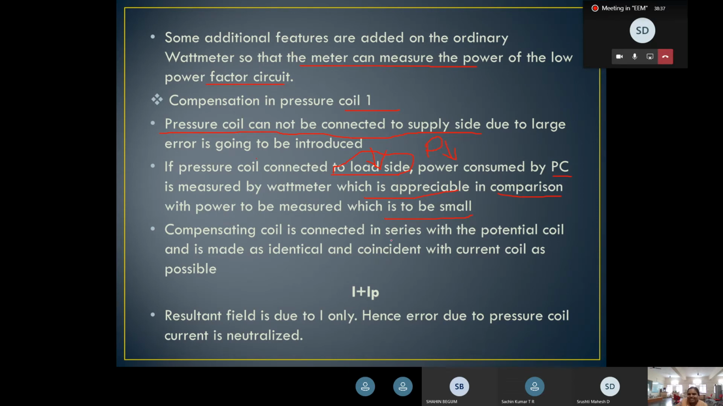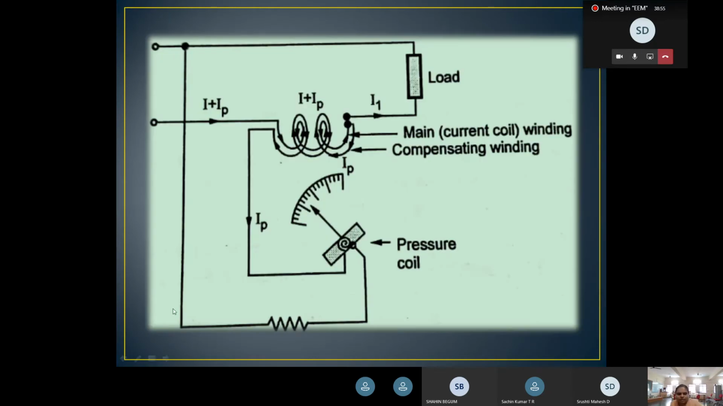Then the compensating coil is connected in series with the potential coil, or the pressure coil. Potential coil and pressure coil are both the same, and it is made as identical and coincident with the current coil as possible. Just observe the figure here. This is the main current coil winding, and the pressure coil is going to be connected here.